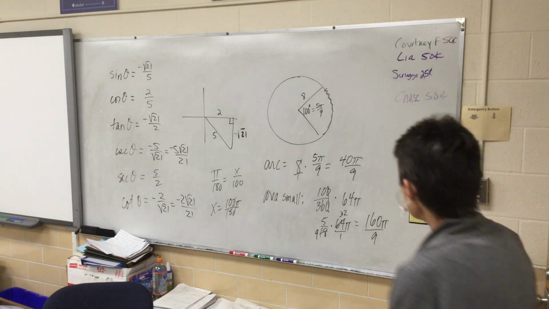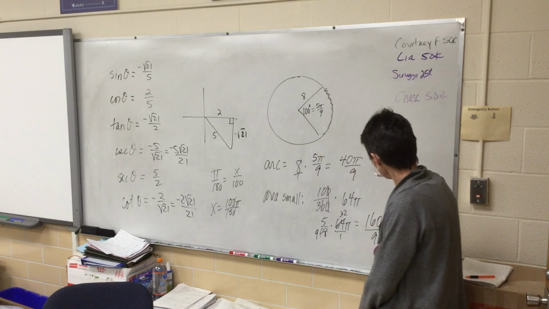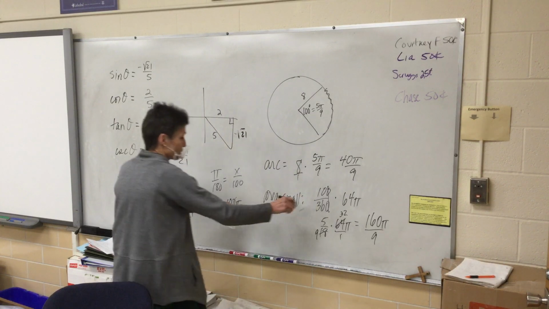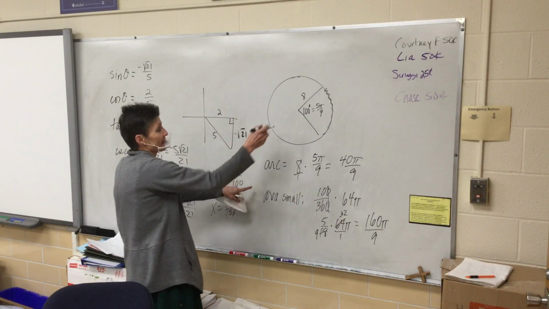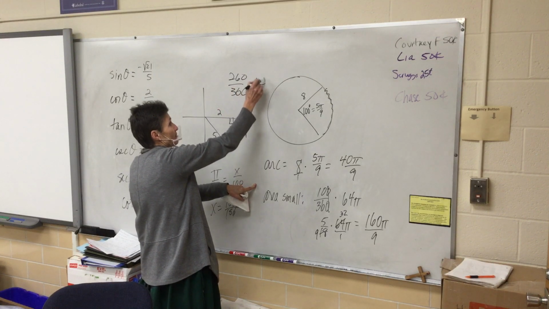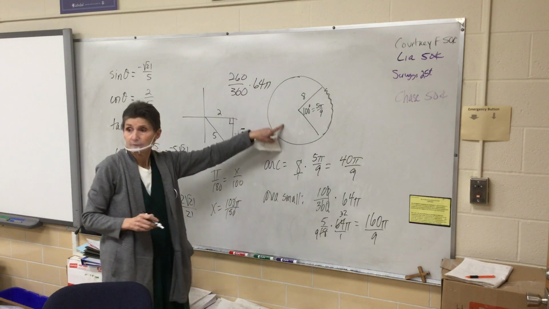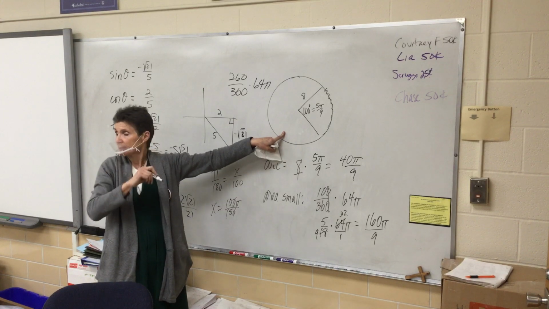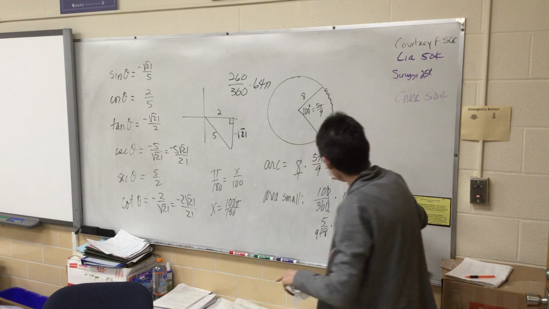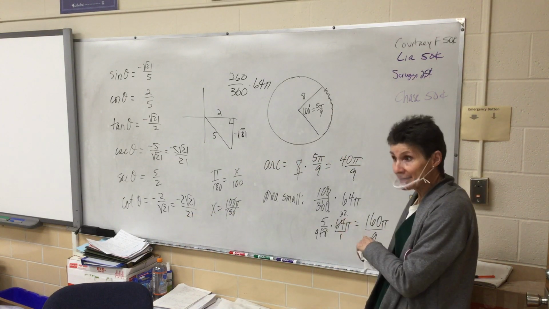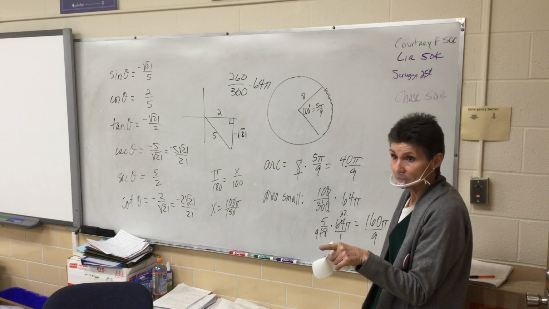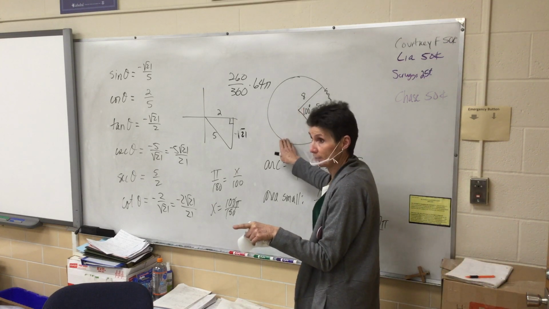Okay, now, if that's the area of the small one, could I set up a similar proportion and use 260 over 360 times 64 pi? Would that give me the area of the big one? Or I could do what? What else could I do? Take 64 pi minus this, and that would give me my answer to the bigger chunk.